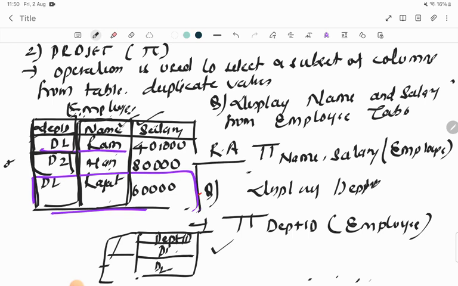In the later part of the videos, we'll be using all these commands to solve big queries. Okay, so this is part 1 of relational algebra. In the next part, I'll be covering all the other operations like union, intersection, difference and join.